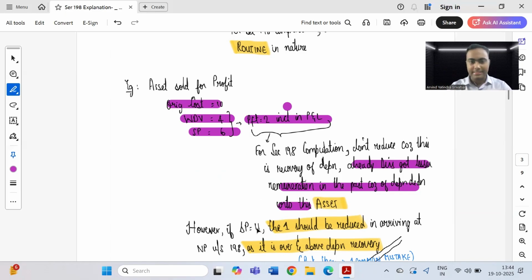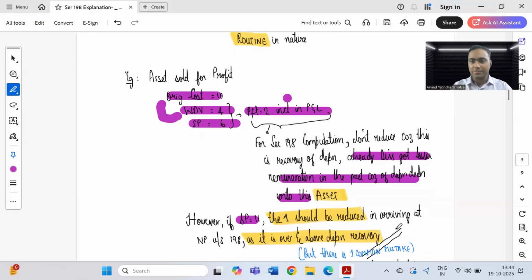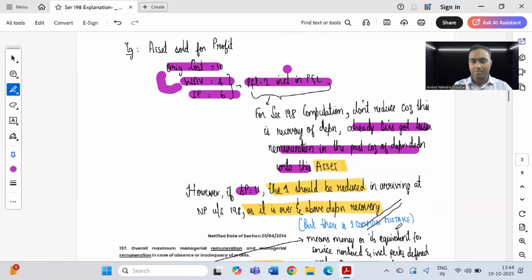However, let's say the selling price is 11. If the selling price is 11, what would have been your profit, sir? Your profit would have been selling price of 11 minus WDV of 4. You would have got a profit of 7. But as we saw here, your depreciation was only 6, right? We saw that your depreciation throughout the life of the asset was rupees 6, but your profit is 7. So you have recovered your depreciation because 7 is greater than 6. You have recovered the 6. That is very obvious, right? So the 1 which is an excess should be reduced in arriving at your net profit. I hope it is very clear.